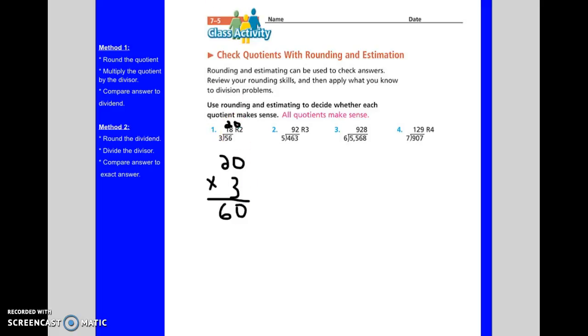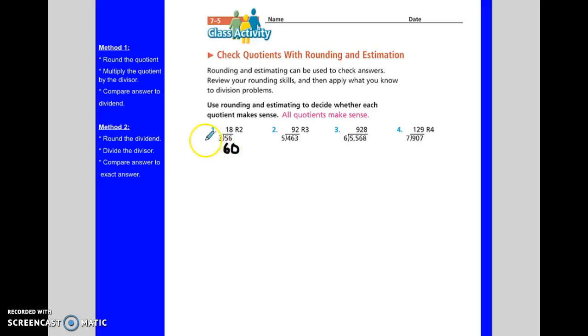Now, the other way that we could do it, let me erase this, is we can kind of do it backwards. So in method 2, we actually round the dividend. We round it to something that we know 3 will go into easily, because that's our divisor. So I look at this number and I'm going to round it to 60. Okay, I'm going to round it to the 10th spot. I'm going to round it to 60 because I know that 3 goes into 6 really easily. And then I actually solve.